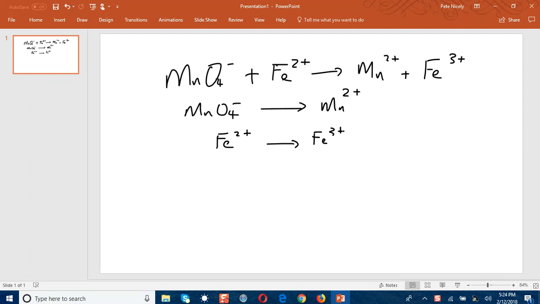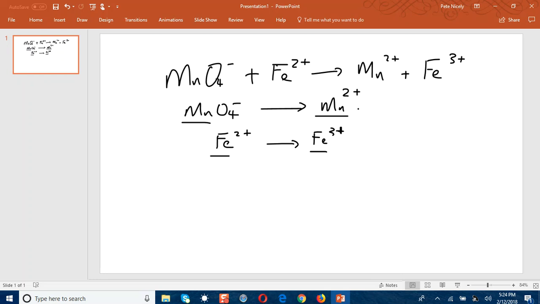Okay, so that's the first step. Separate it into two half equations. The next step is that we balance all atoms excepting hydrogen and oxygen. Now in this case, that would mean we balance the manganese, but it's already balanced, so we don't need to make any changes there. And the same is true in the case of the second half equation for the iron. It's already balanced, all right?